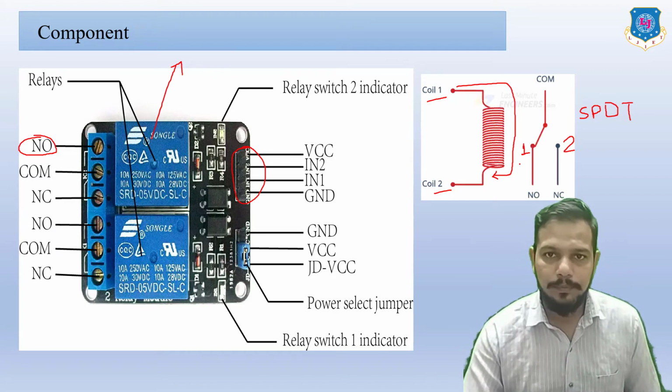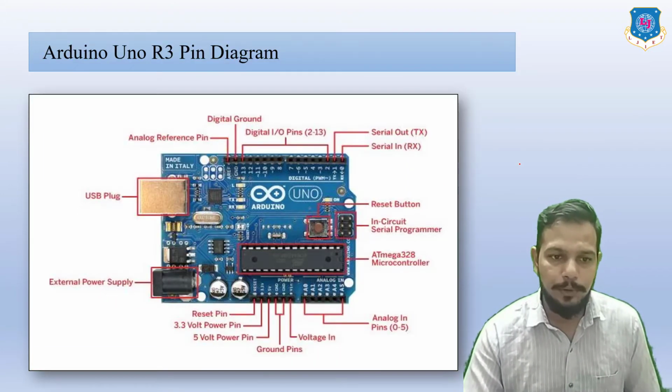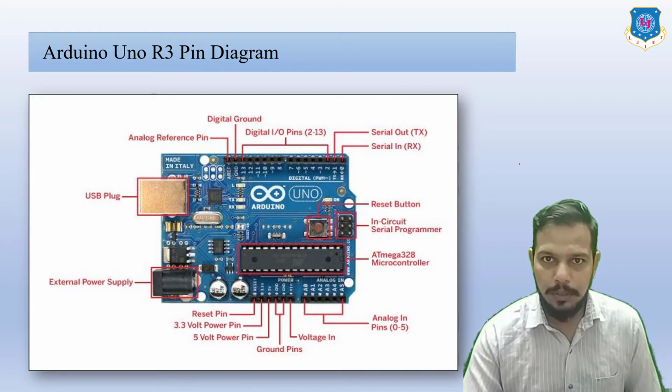So here you can see this is the Arduino board pin diagram, in which we are going to connect a USB plug with this laptop and upload the program into this ATmega 328 microcontroller. In this program we are going to use various pins, digital and analog.